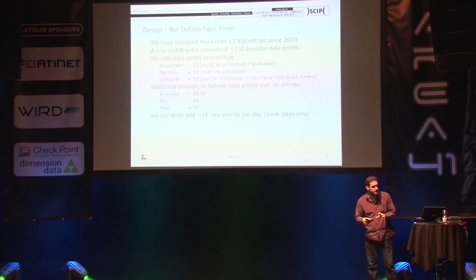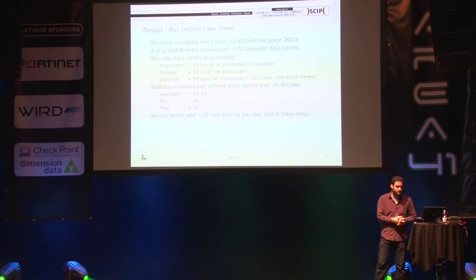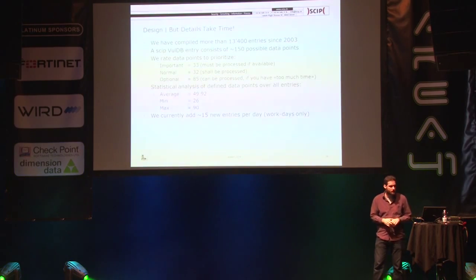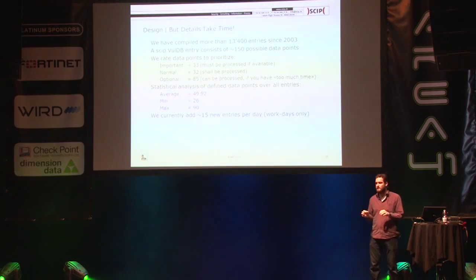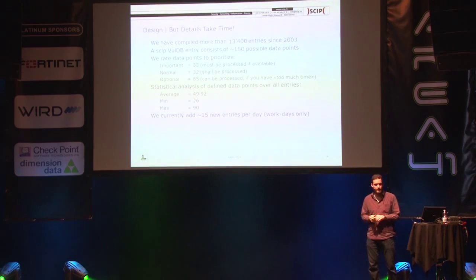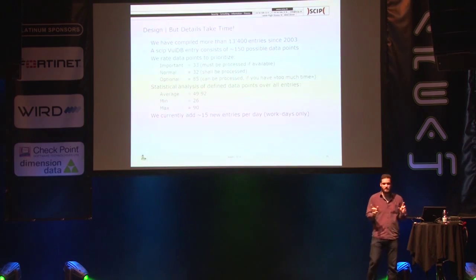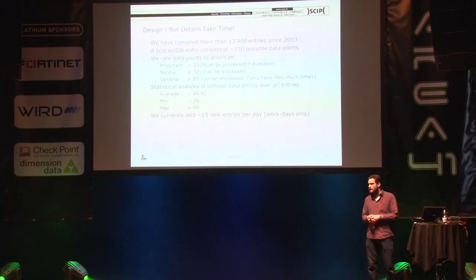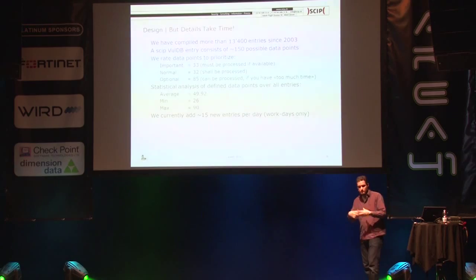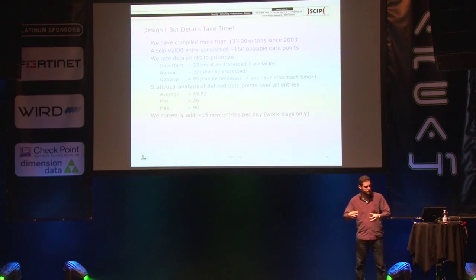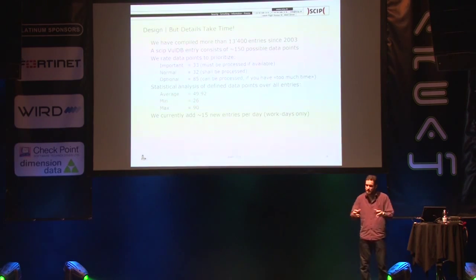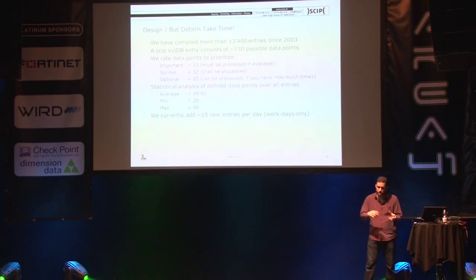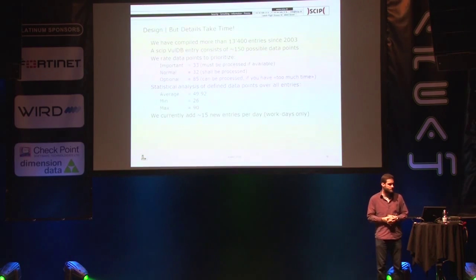The statistical analysis of all the entries we've made in the last 11 years shows that we usually add about 50 data points per entry, the worst entries have just 26 data points, and the best entries have 90 data points. The more popular and interesting a vulnerability is, the more time we invest to add more data, to do further analysis, to try to develop our own exploit, to add additional data which might be interesting for us internally and for our customers.